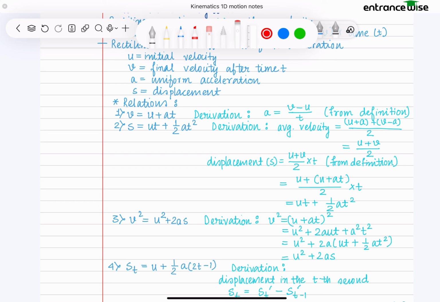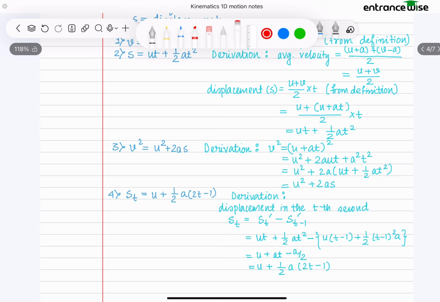Now let's start with velocity time relation. V equal to U plus AT. Here U is initial velocity, A is the constant acceleration, T is time and V is the final velocity. Then there is displacement time relation. S equal to ut plus half at square. Here S represents the displacement or distance covered.